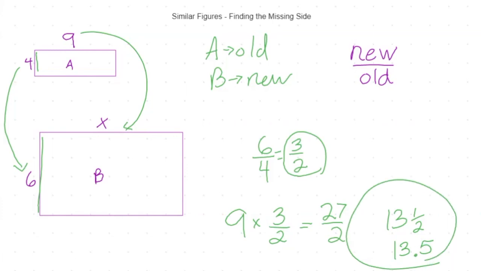Okay, so a quick summary. You find your scale factor by doing the new side divided by the old side. Once we find that scale factor, we multiply the side that corresponds to the missing side by the scale factor. So 9 times 3 over 2. And it gives us what that missing side is, which is 13 and a half.